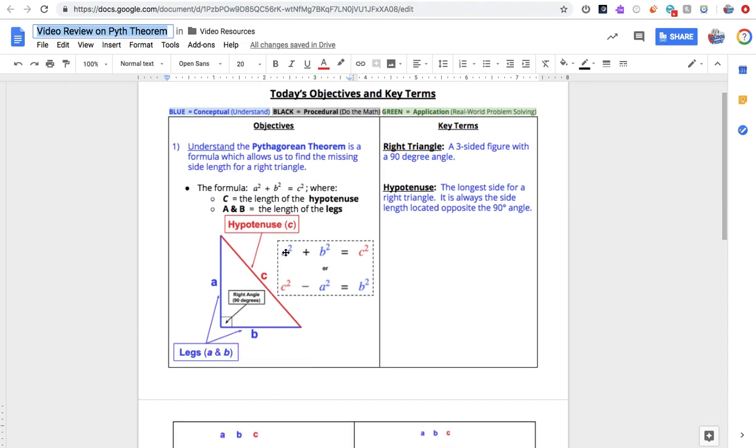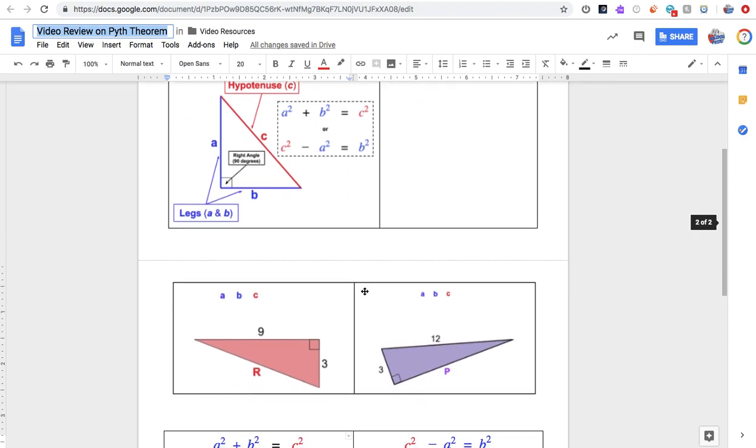We know that there are at least two different ways to write the Pythagorean Theorem. a squared plus b squared equals c squared, or we could rewrite it to say c squared minus a squared is equal to b squared. Both of these formulas have their places. They can help us at different times, and they both could be used to find any missing side length.